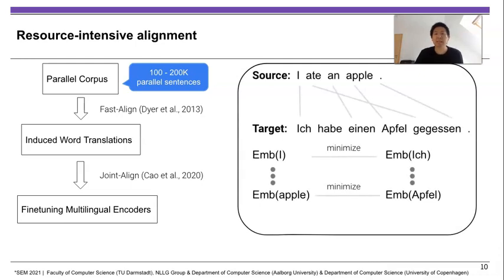Here is a concrete example. We use FastAlign to extract word translations of a German and English sentence pair. Then we get their word embeddings from multilingual encoders. Then we use a joint loss to minimize the distance of these embeddings.